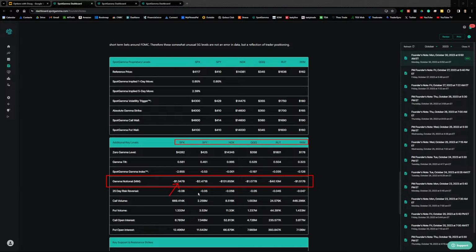Note all these numbers are negative, quite negative, especially for SPY, also SPX, QQQ negative, and IWM. So what this means for the S&P 500, Nasdaq, and Russell 2000: traders are long puts, market makers are short puts, and they have to trade in the direction of price to hedge their delta exposure. And that tends to lead to more volatility, more unstable markets.